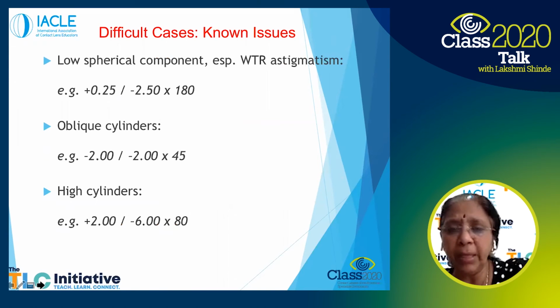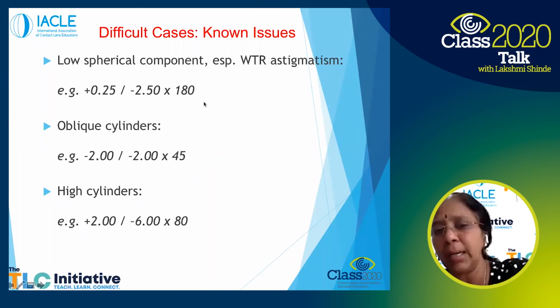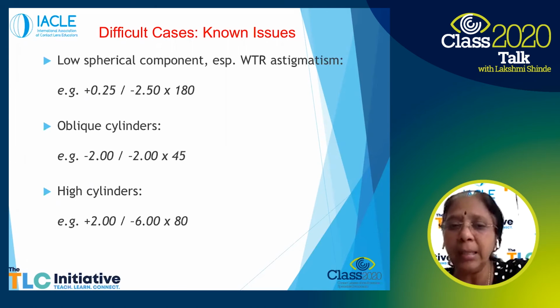These are some of the difficult cases. I just put a few of them to highlight that where the spherical component is very low and the cylinder is slightly high, there are slightly difficult cases. But keep in mind that the patient's motivation is a very, very key factor in this. So despite slight blurred vision, the patient might still say, no, I prefer contact lenses to spectacles. And really the slight blurriness of vision may not matter for this particular patient.